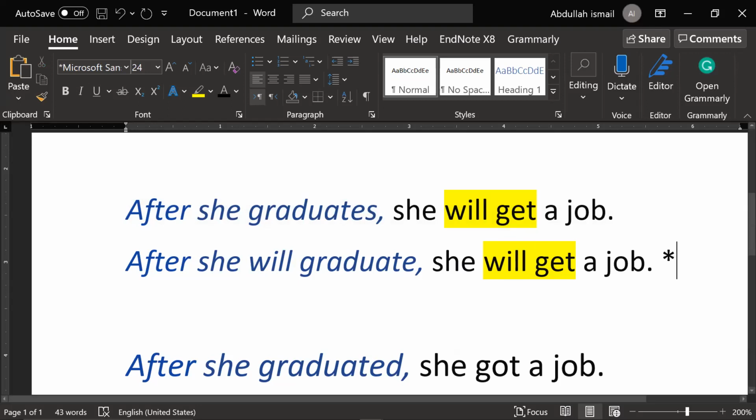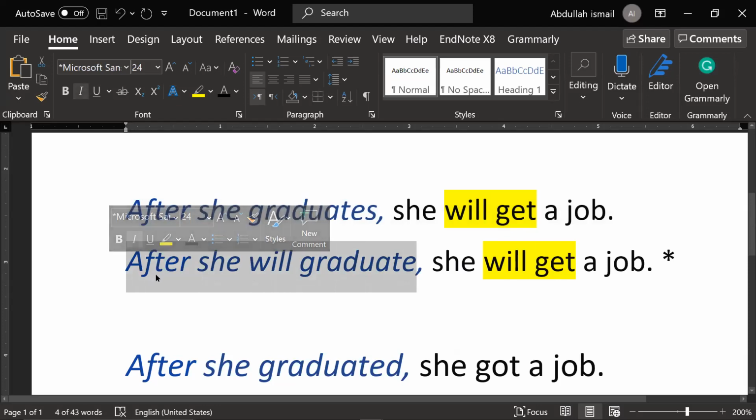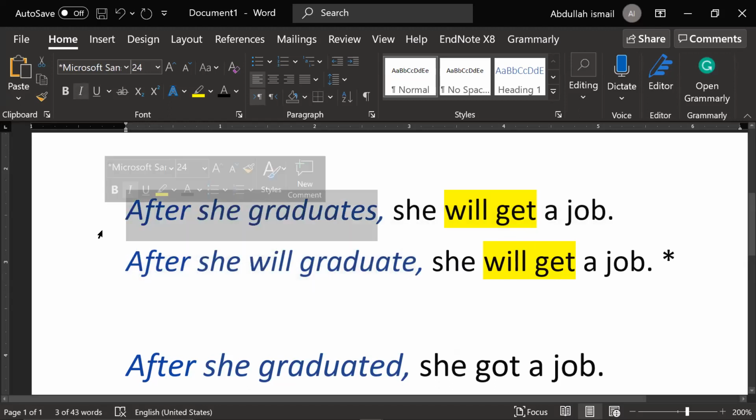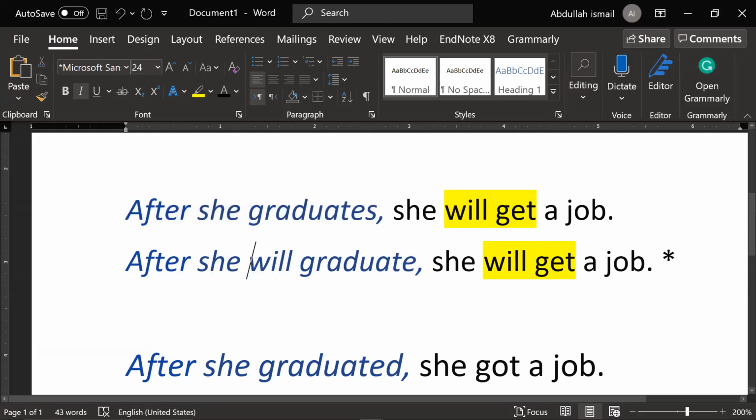You can't say that. ليش؟ حكينا the future tense is never used in the adverb clause of time. Where is the adverb clause of time? This right here, after she graduates, the one here, is the adverb clause of time. ما بنفع, we can't use will or a future verb in this clause. We use the future verb in the main clause right here. What do we use in the adverb clause? We use the present simple. After she graduates, she will get a job.